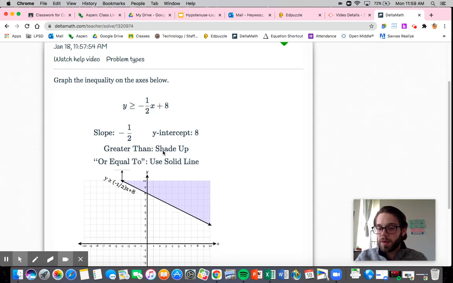You can use that little device to remember greater than, up, less than, down. I always like to check to make sure that I do it correctly because I always feel like I'm going to screw up. But it's your personal choice.